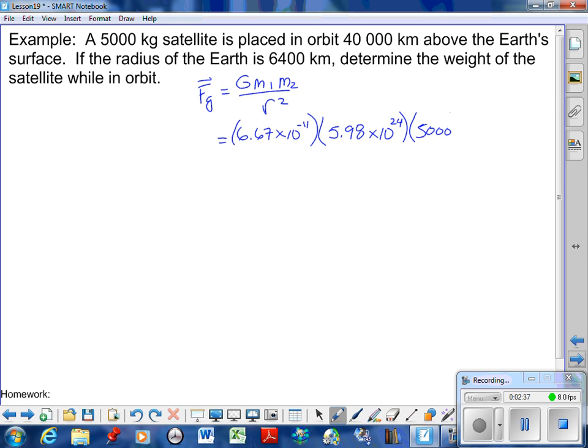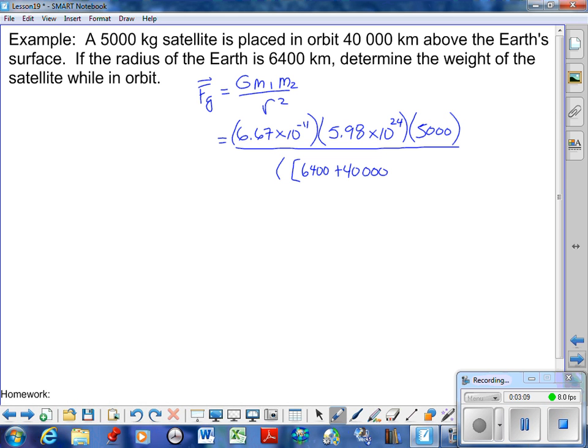And 5,000 kilograms divided by, and this is where a lot of people, you got to remember, A, it's got to be in meters, and B, you need to make sure that you add the radius and orbit together because it's to the center of each object. So easiest way to do that, 6,400 kilometers. So I'm going to put square brackets in here. I'm going to add it in terms of kilometers. 6,400 plus 40,000. Okay. Now kilometers, if I go times 10 to the 3, that then makes it meters.